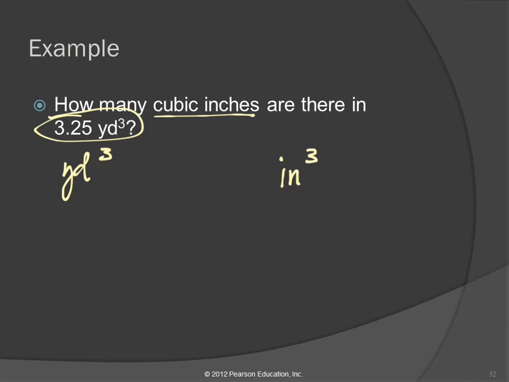So when we're trying to go between cubed units, and this works for squared units also, we need to find the relationship between the units without the power. What's the relationship between inches and yards? 1 yard is what? 36 inches.